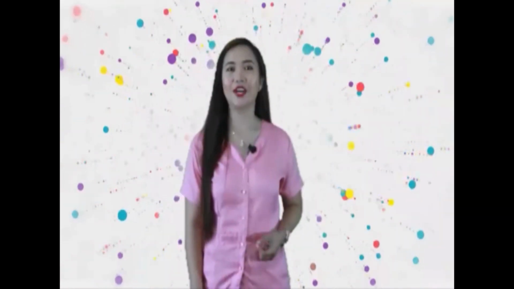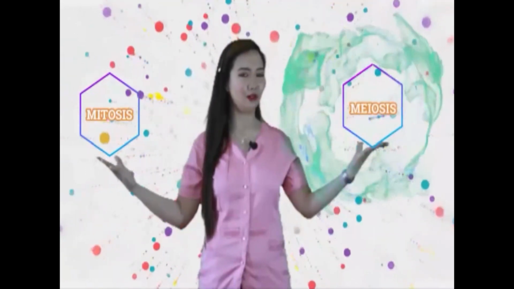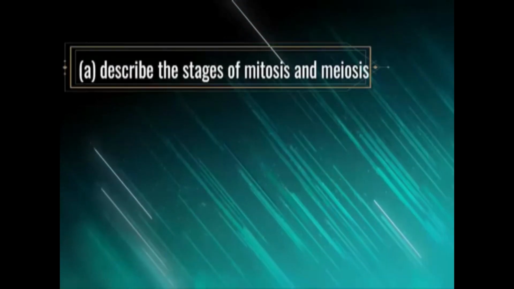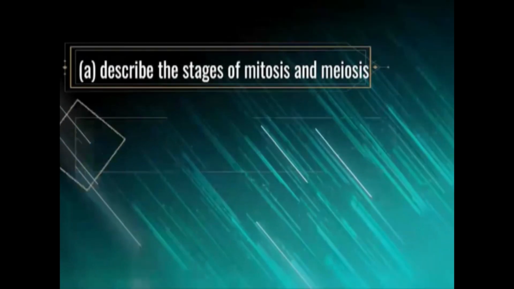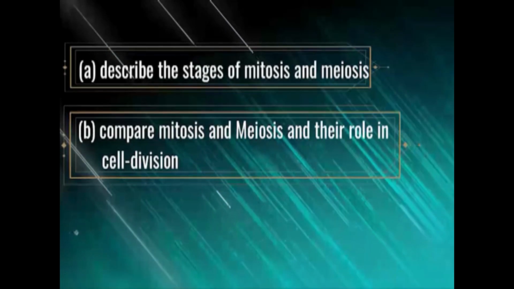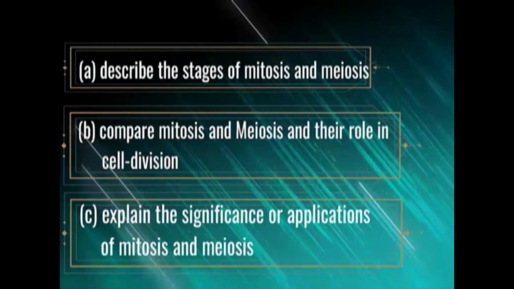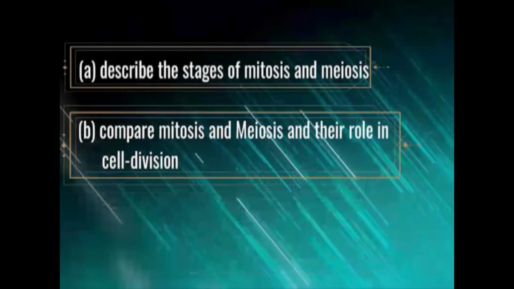So today, we are going to discuss mitosis and meiosis. Here are our objectives for today's lesson. Describe the stages of mitosis and meiosis. Compare mitosis and meiosis and their role in cell division. And explain the significance or applications of mitosis and meiosis.